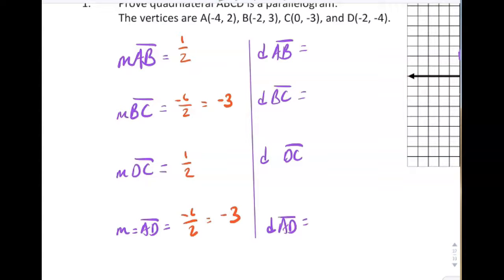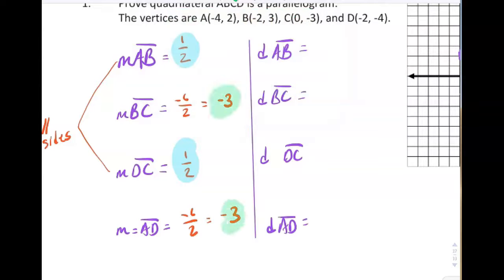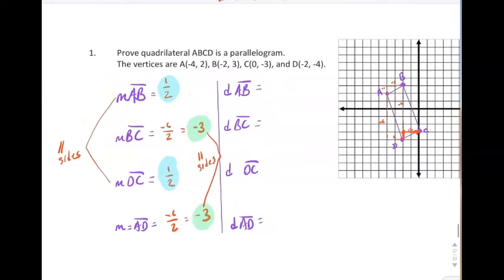So what you noticed here is these two are the same. So I usually link those up with a little bracket. If they have the same slope, then you have parallel sides. And look what happened here. These two are parallel. So here we have parallel sides again. So we just discovered that we have two sets of parallel sides. That's super important in coordinate proofs.